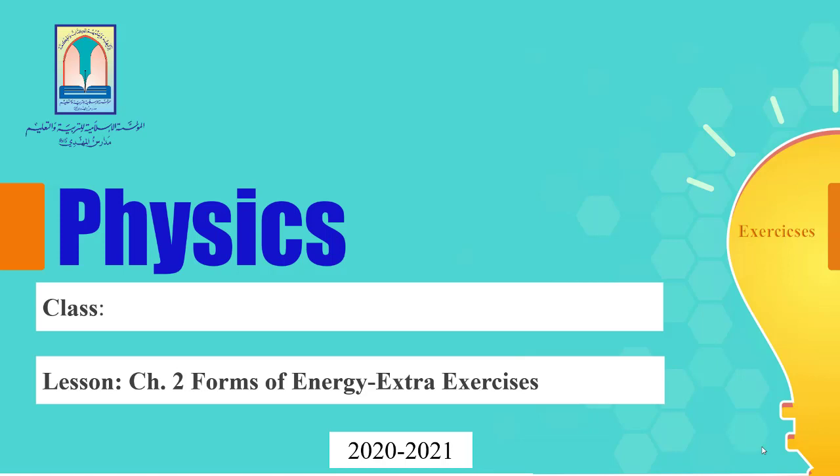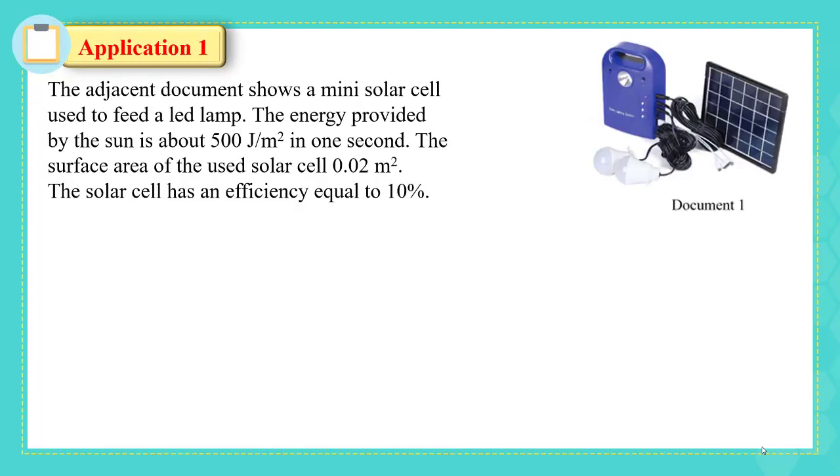In this video, we discuss two exercises on chapter 2, forms of energy. In the first exercise, we have a mini solar cell that feeds a lamp as shown in the adjacent document. In the given of this exercise, the energy received from the sun in 1 meter square is equal to 500 joule. The surface area of the mini solar cell is 0.02 meter square, and the efficiency of the solar cell is equal to 10%.